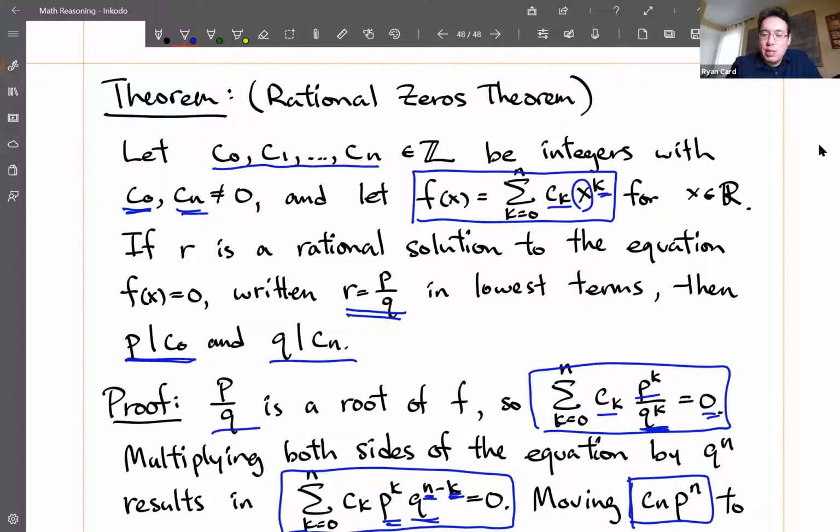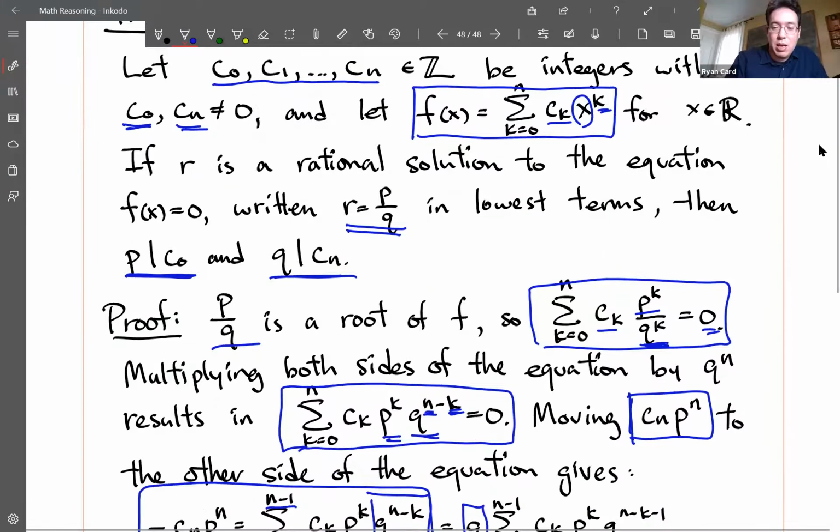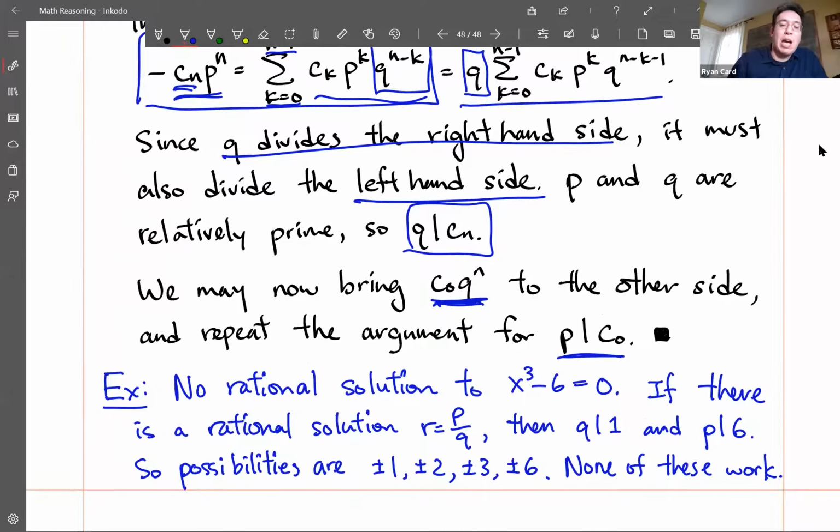So if it wasn't clear, what's amazing about this theorem is that it tells you about a rational solution if there is one. You have to assume that the rational solution exists before you can conclude these divisibility properties. So that actually limits the possible form that rational number could take. So here's how you actually use the rational zeros theorem.